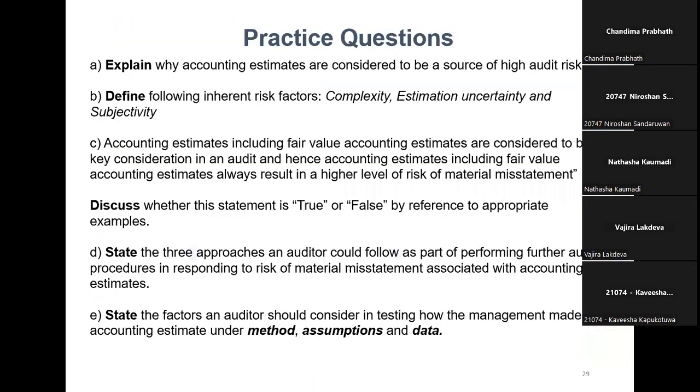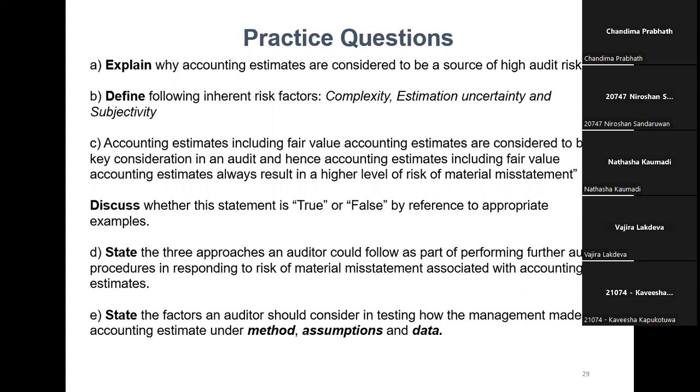These are some of the practice questions. Explain why accounting estimates are considered to be a source of high audit risk. Define the following inherent risk factors: complexity, estimation uncertainty, and subjectivity. Accounting estimates, including fair value accounting estimates, are considered to be a key consideration in an audit, and hence always result in a higher level of inherent risk, a higher level of risk of material misstatement. Now, when you say risk of material misstatement, it has two parts: inherent risk and control risk. Discuss whether this statement is true or false. This statement is false.